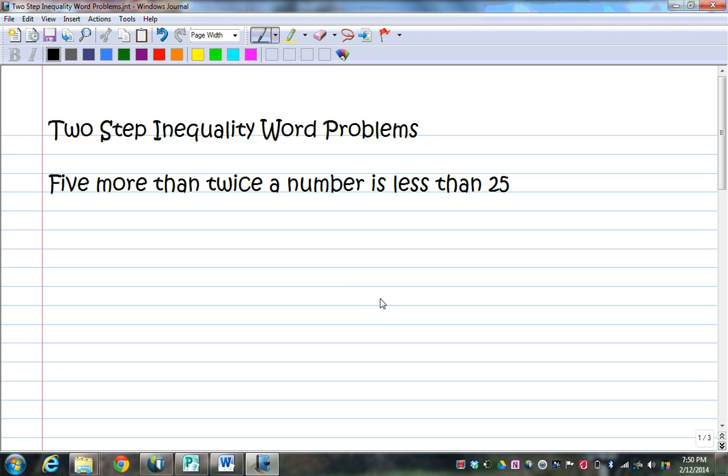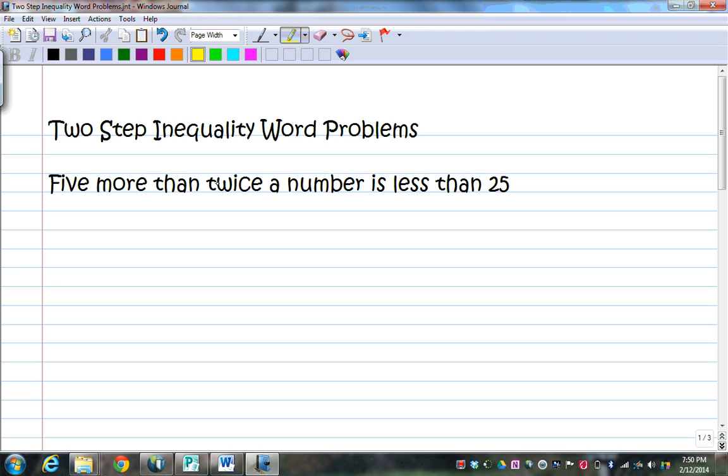This video will cover two-step inequality word problems. What we're going to do is solve these and check them, but we are not going to graph them. Okay, first one. 5 more than twice a number is less than 25.